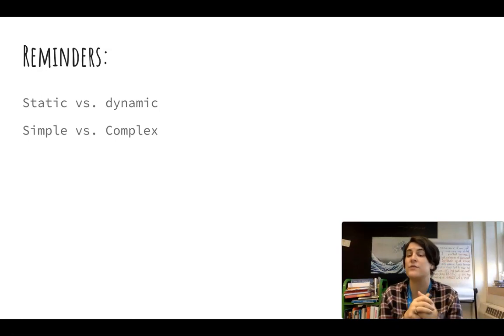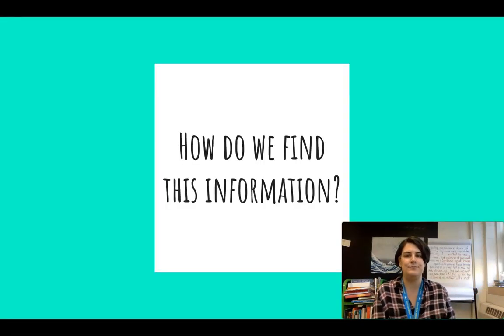We also have simple versus complex. Simple characters are very flat. We don't know much about them in that particular text. Whereas complex characters, we see a range of emotions, strengths, weaknesses, and we get to really know all sides of that character. Please keep in mind that emotional changes are not static or dynamic. That just shows that a character is simple or complex if we see the range of emotions. So let's just make sure we have that clear.